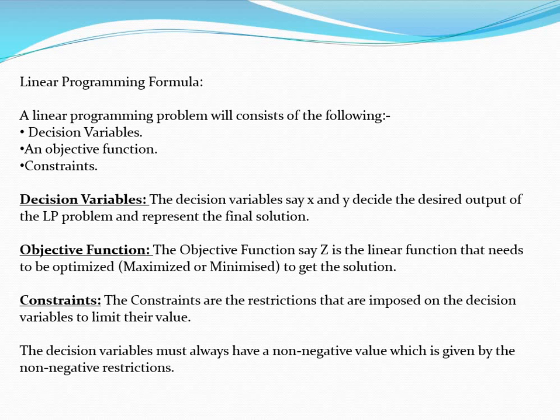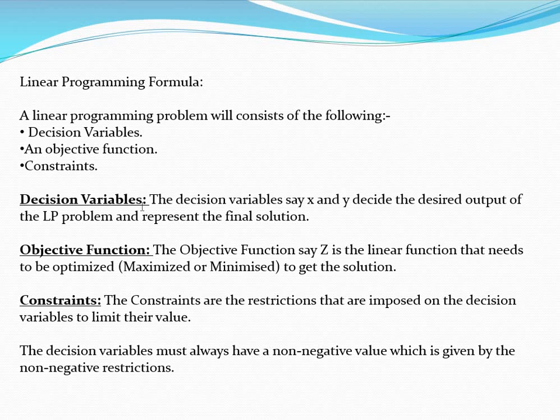So let us know what are all the formulas and what are all the variables and what is the method used for arriving at the linear programming. So a linear programming problem will consist of the following things. The first one is decision variable. The second one is an objective function, and the third one is constraints. So let us know in detail what are all these.